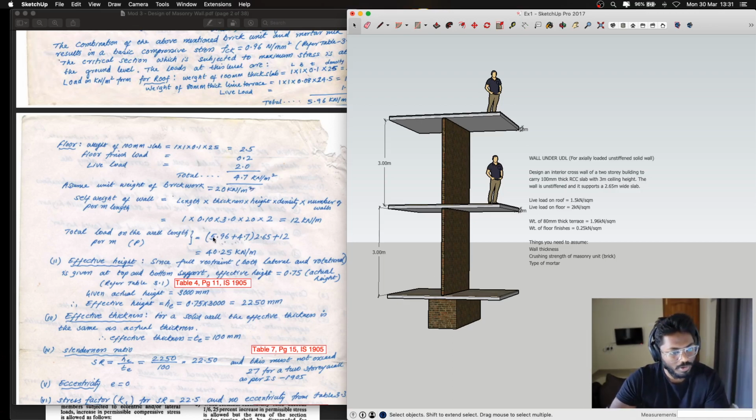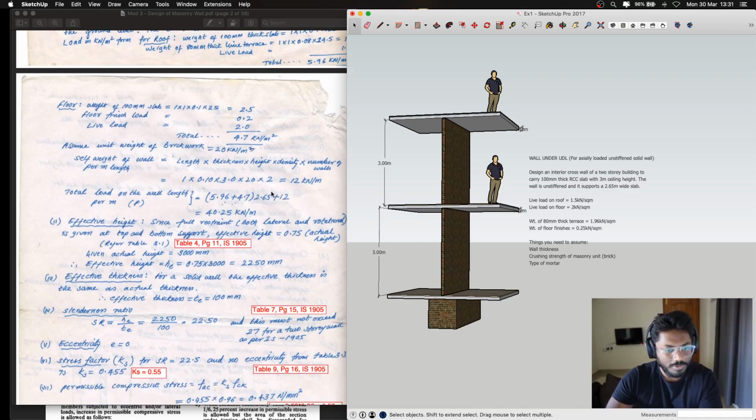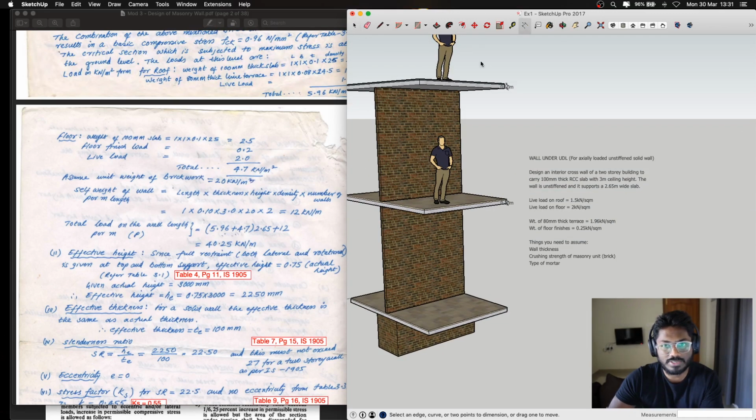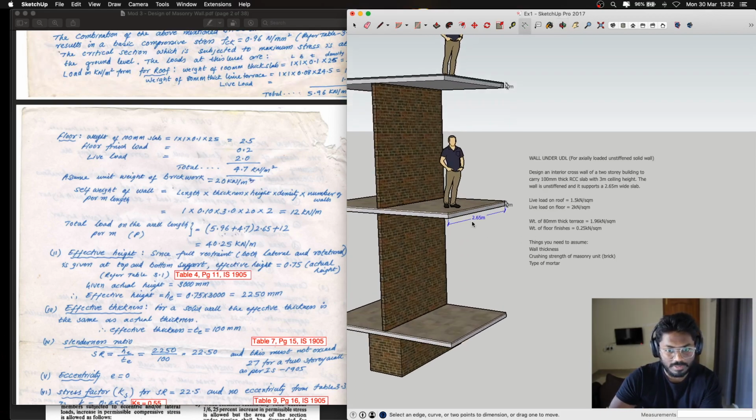Now the total load on the wall length is the complete sum of everything, which is 5.96 plus 4.7 into 2.65 plus 12. 12 is your self weight. Now you might wonder what this 2.65 is. 2.65 is nothing but the width of the slab. As you can see, the length from this point to this point is 2.65. This is the width of the slab.